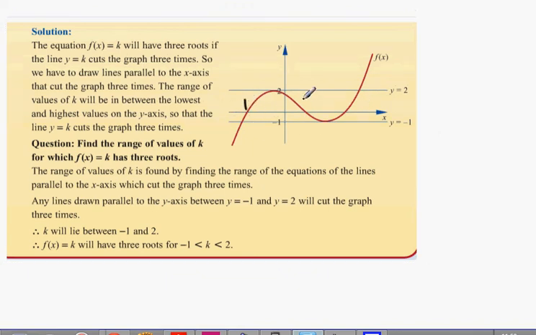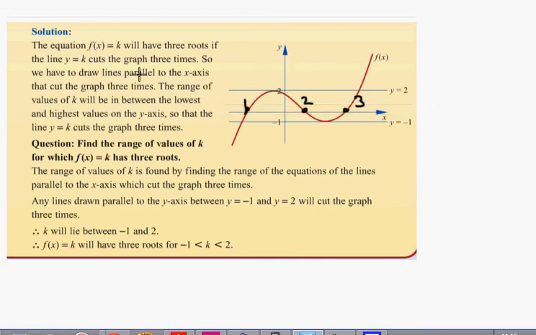At the moment it has 1, 2, 3 roots. You happy with that? 3 roots, okay? Now, it stops having 3 roots at y equals 2 and y equals minus 1. Now, the equation f of x equals k will have 3 roots if the line y equals k cuts the graph 3 times. Any line that I throw through it that hits 3 times will have 3 answers.